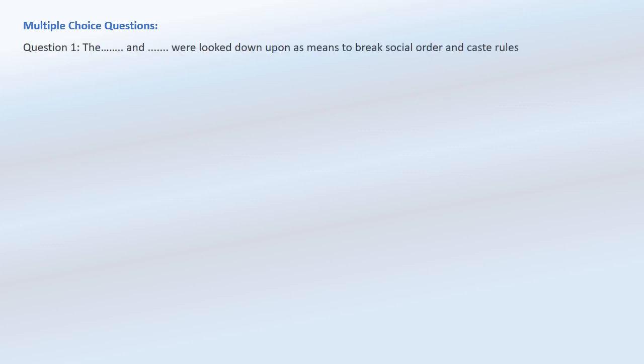Question 1. The dash and the dash were looked down upon as a means to break social order and caste rules. A. Army and court. B. Western education and lawyers. C. Pundits and Maulvis. D. Railways and telegraphs. Option D is the right answer. The railways and telegraphs were looked down upon as a means to break social order and caste rules.